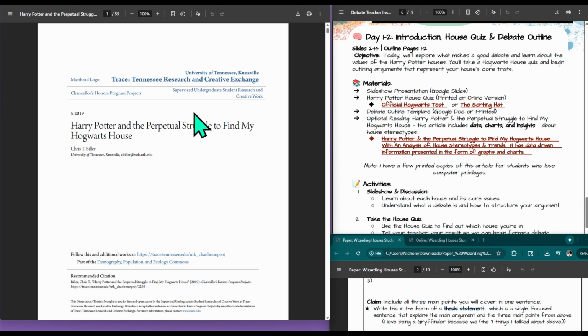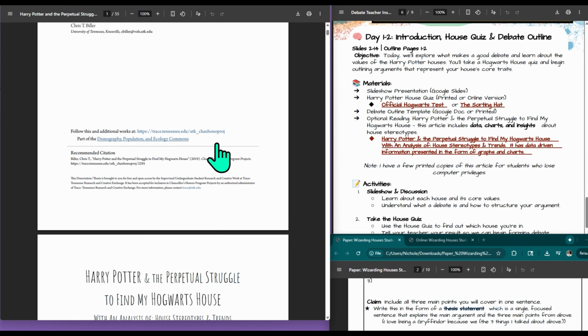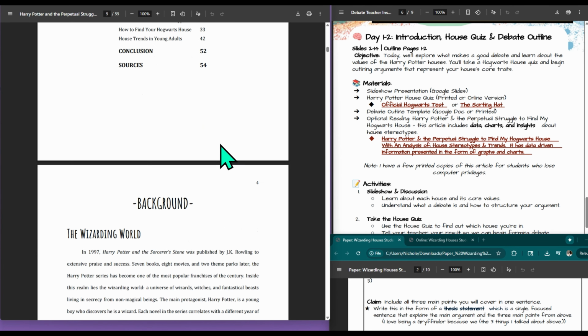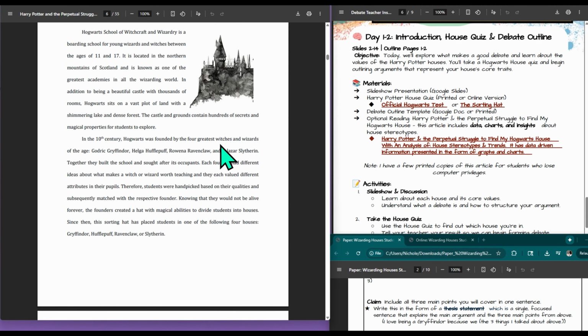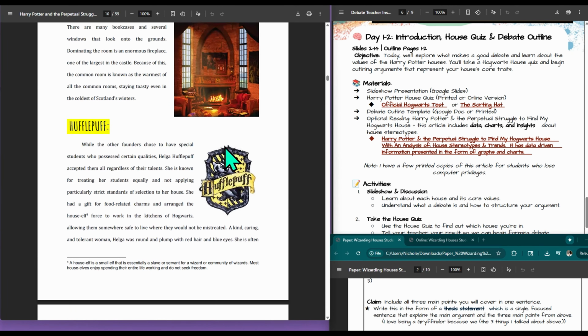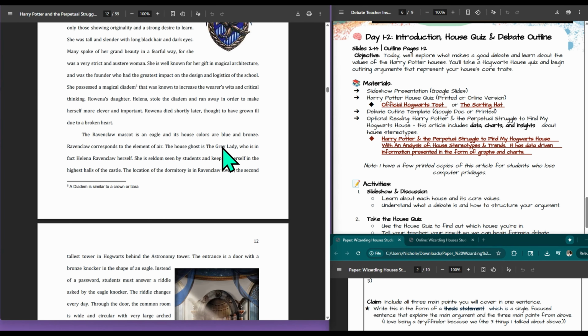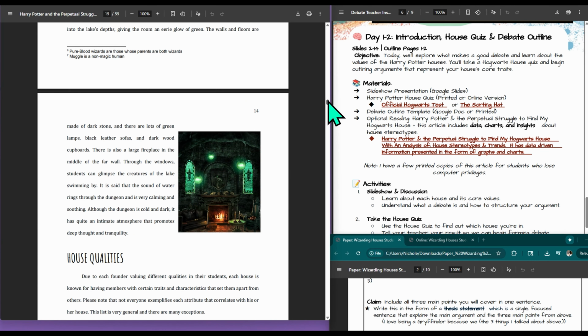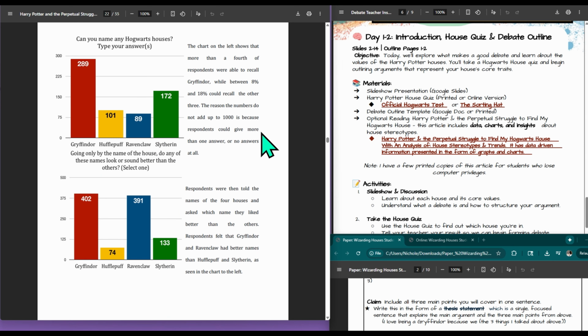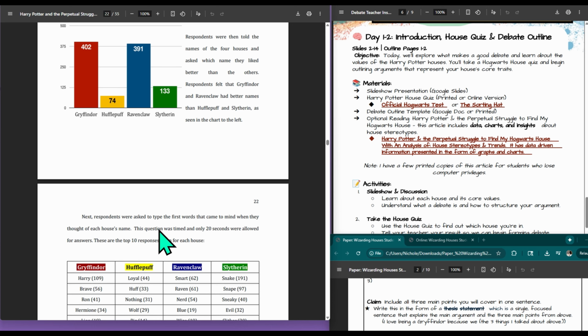And so if you click on this, it brings us up this PDF. This is from the University of Tennessee, and I love this one. He does such a fantastic job really researching it. I'm going to show you really quick. So they've got all the sorting house, house dynamics, and they've got a bunch of great information about each house. And then it is long, so we're going to go quickly. They have some really great graphs, and he took a bunch of data, and I think it's awesome.